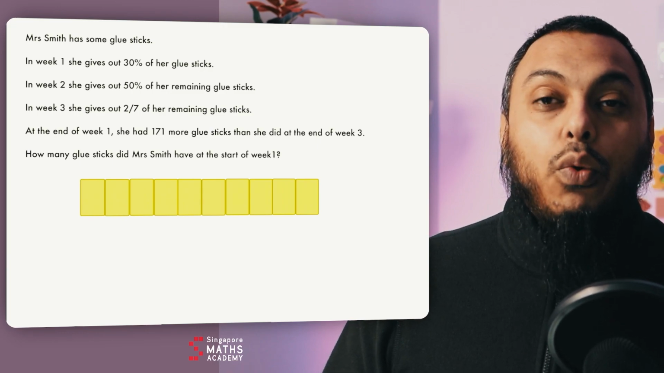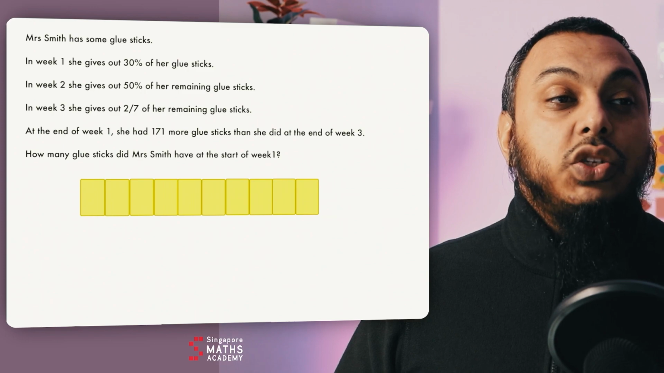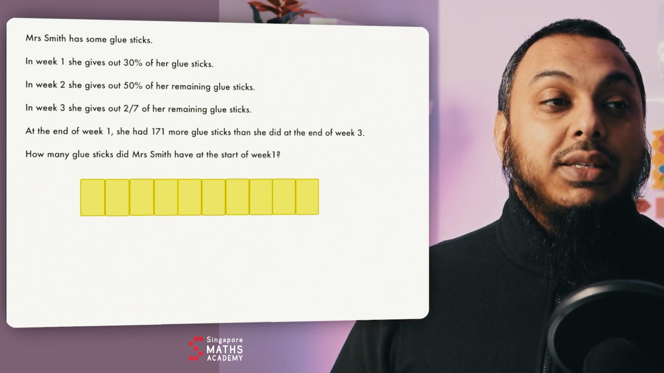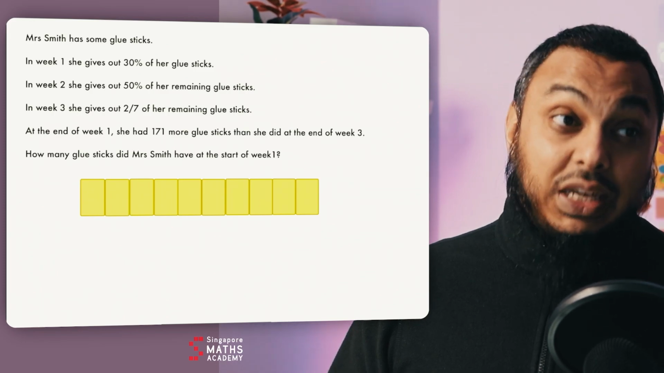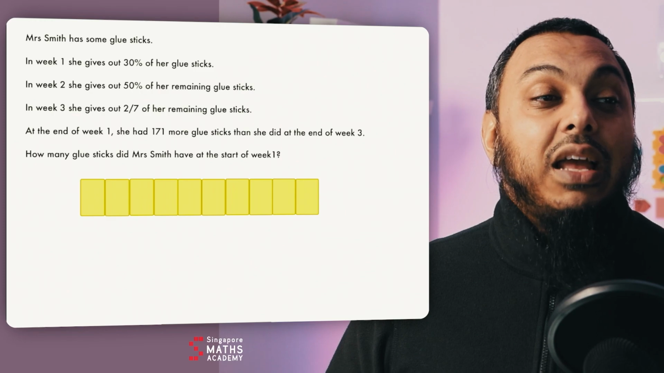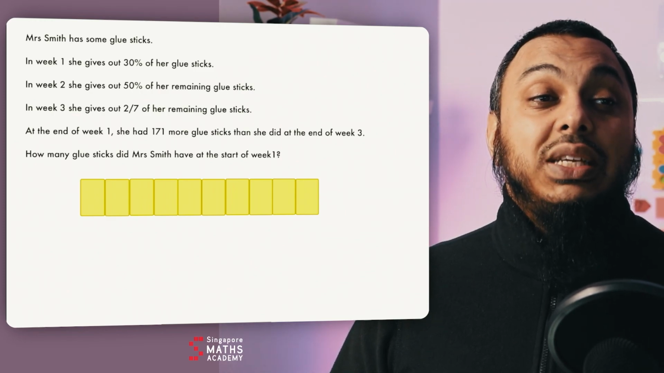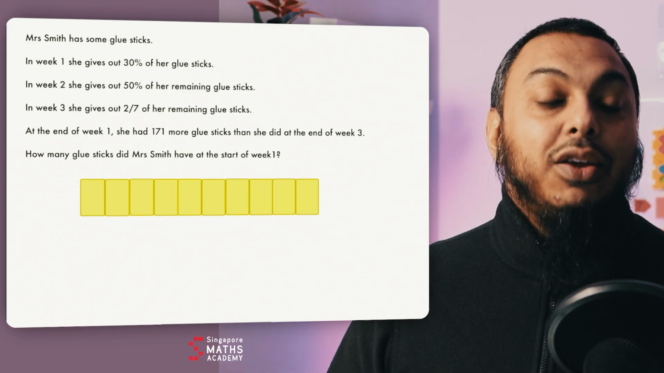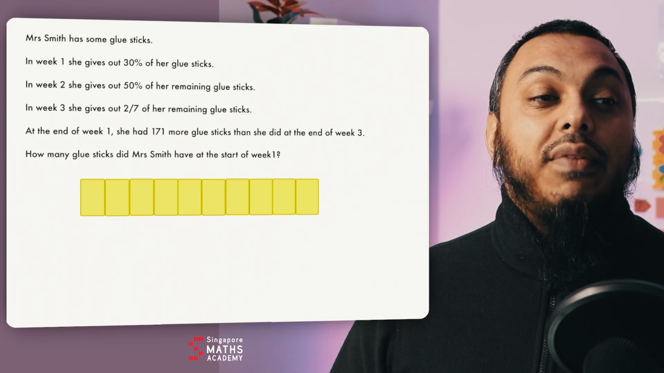So we've got a question here that says, Mrs. Smith has some glue sticks. In week 1, she gives out 30% of her glue sticks. In week 2, she gives out 50% of her remaining glue sticks. In week 3, she gives out 2/7 of her remaining glue sticks again. And then at the end of week 1, she had 171 more glue sticks than she did at the end of week 3. Quite a lot to take in, right? How many glue sticks did Mrs. Smith have at the start of the week?